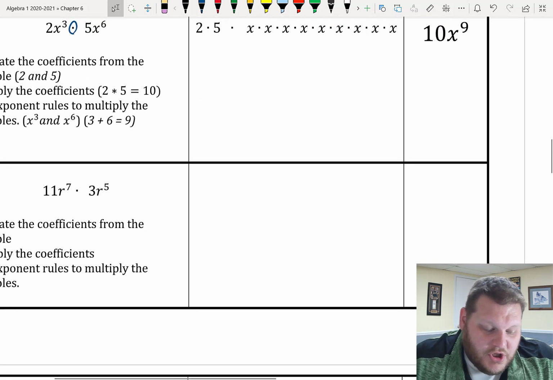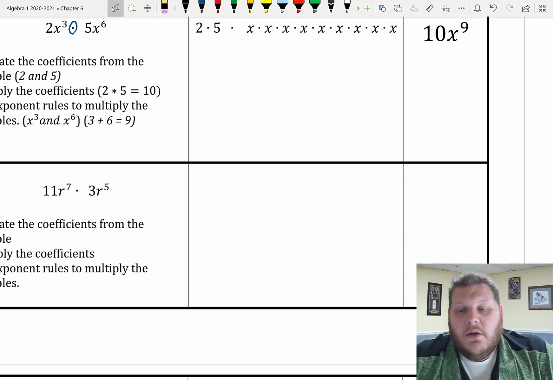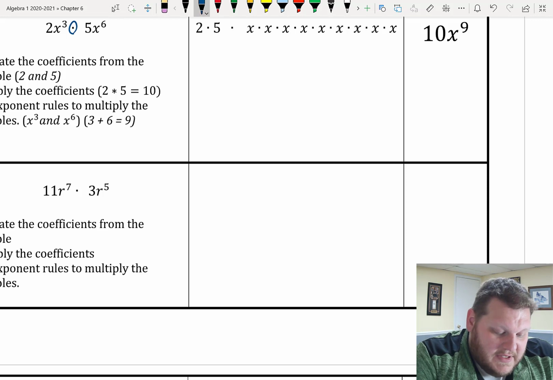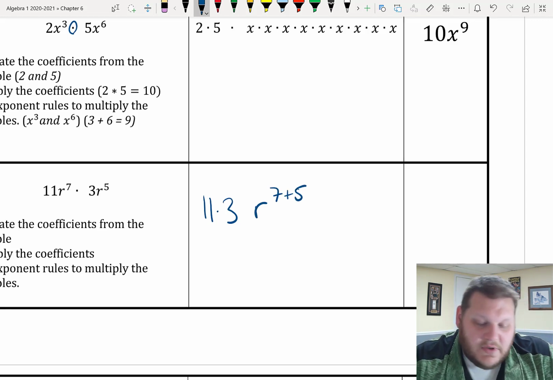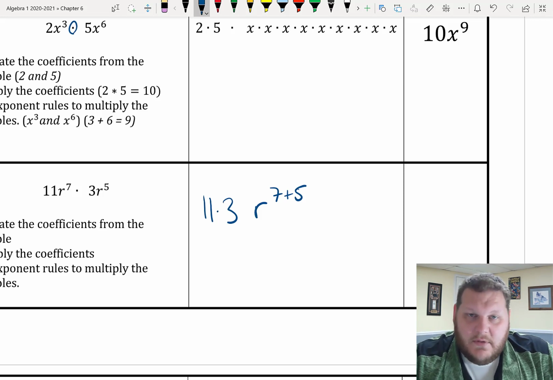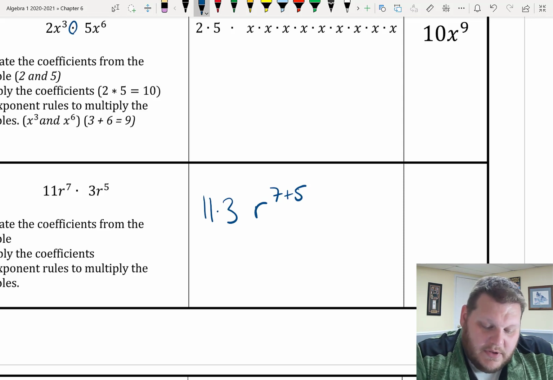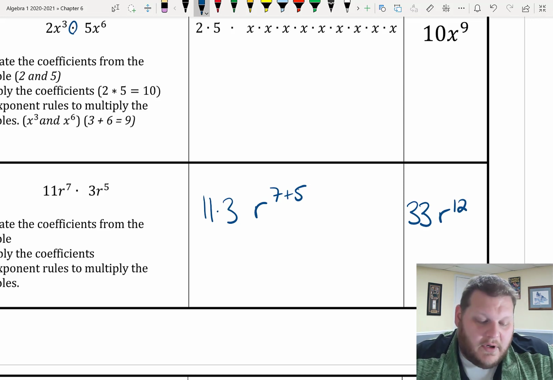So if I go ahead and just jump down into that rule with this next one, 11r to the 7th power times 3r to the 5th, I would just multiply my coefficients together, 11 times 3. And then for my r value, I'm just going to add my exponents, just like I did on the very first problems we did. If my base is the same, I can just add the exponents when they're multiplied together. So in total, I would end up with 33r to the 12th power.